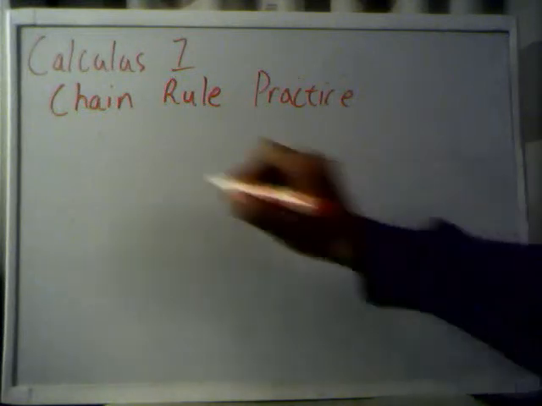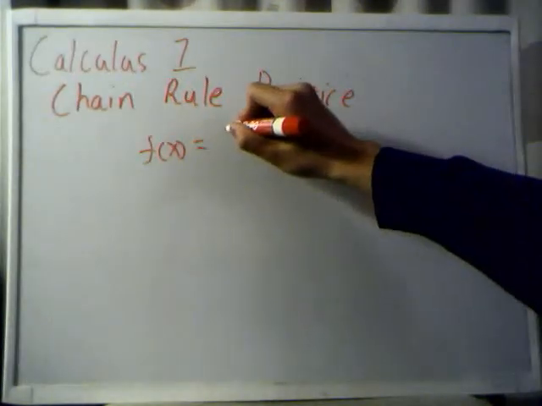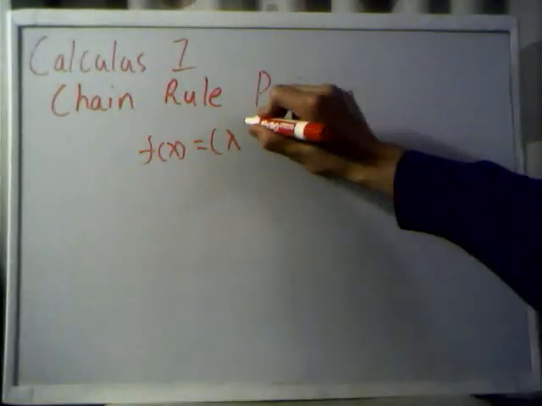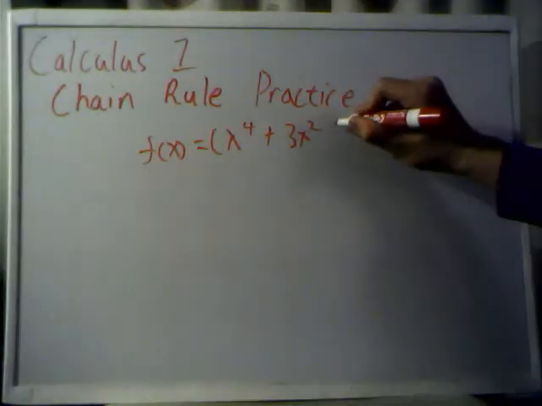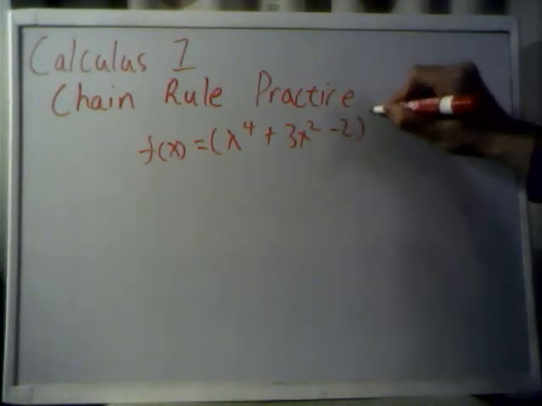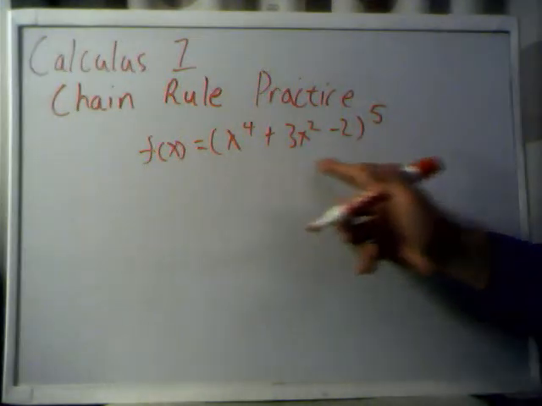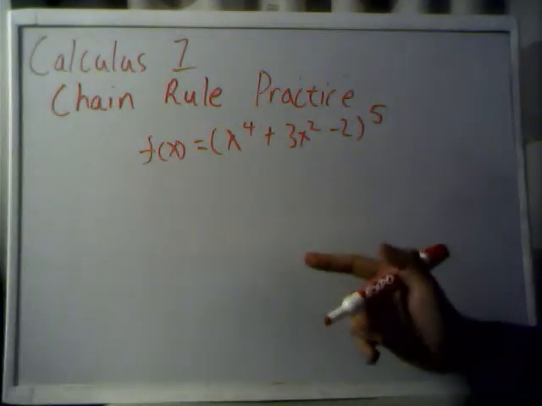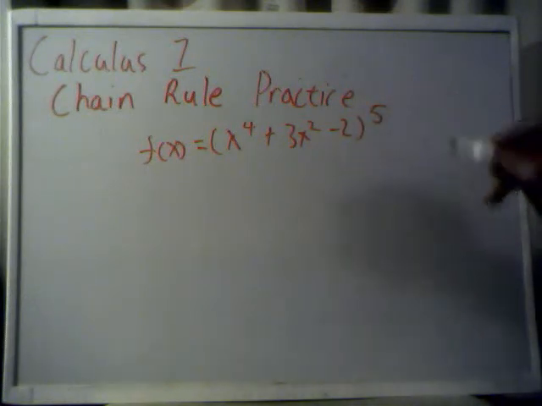We'll do, let's say, f of x is equal to (x to the fourth power plus 3x squared minus 2) to the fifth power. So this is our first example. Clearly you can see that there's an inner function and there's an outer function. So let's do chain rule.